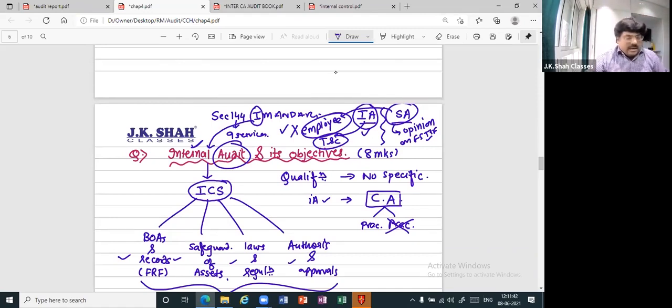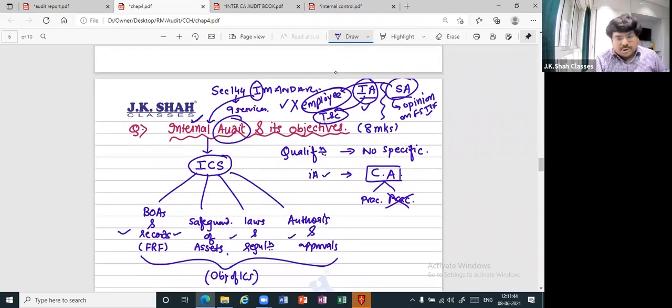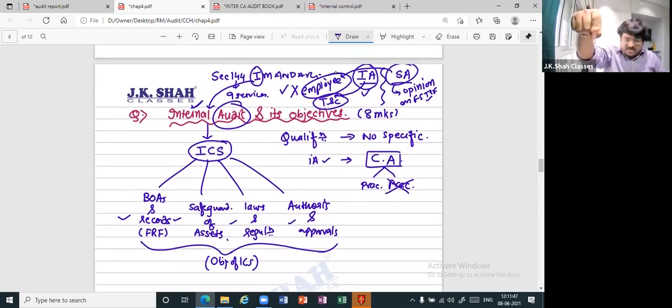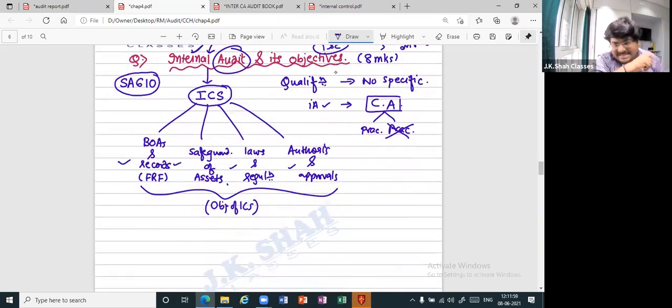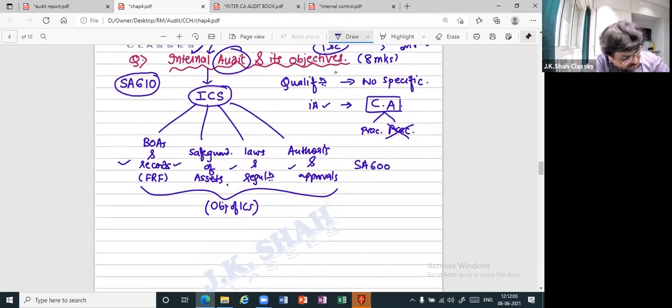Now, having told about this internal audit function, have I defined this function? No. It is defined by SA 610. SA 610 is on internal audit. There are actually now the 600 series. I'll tell you the series. 600, 610, and 620.